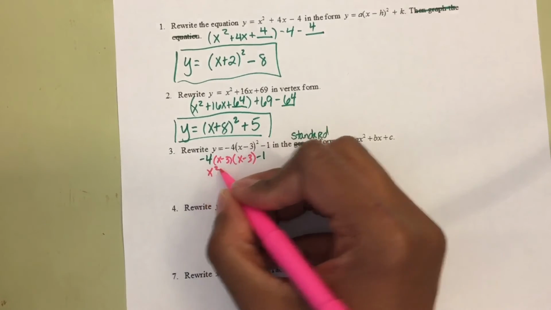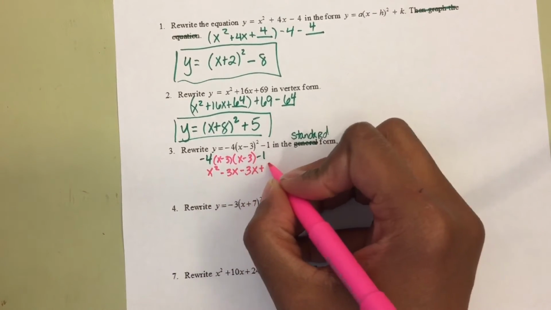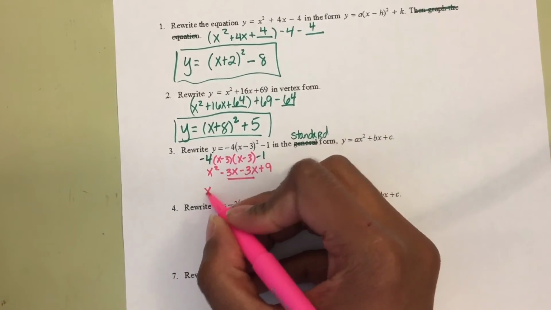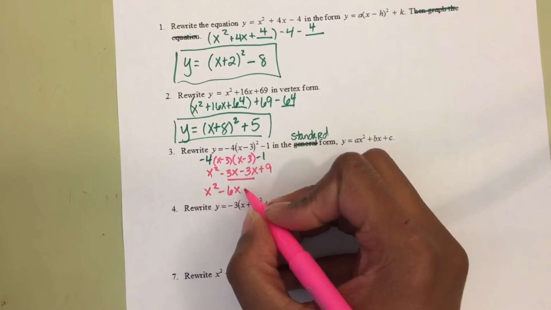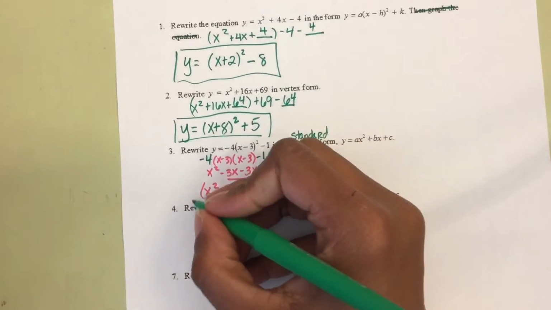So we're going to do x squared and then minus 3x plus 9. Combine your parts in the middle. So we get x squared minus 6x plus 9. And again, you can add back all the other parts now.